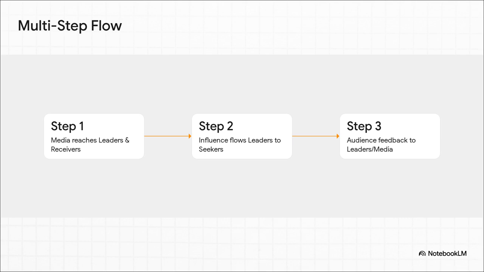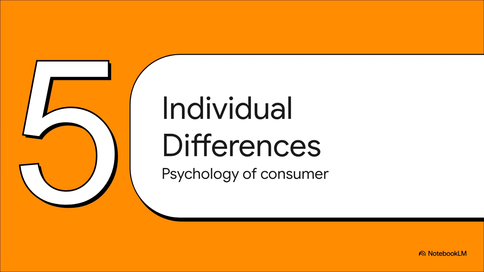But Step 3, this is where the magic happens, a feedback loop. Engaged audiences suggest, criticize, or appreciate content, effectively communicating right back to the opinion leaders and the media itself. It's this continuous, dynamic conversation. Finally, let's bring it all down to the micro level with Section 5, Individual Differences and You.